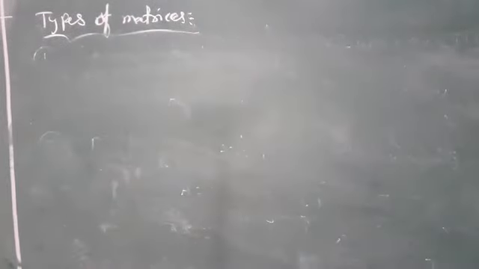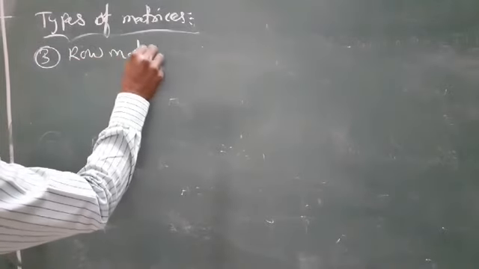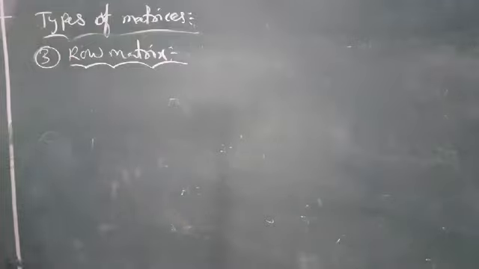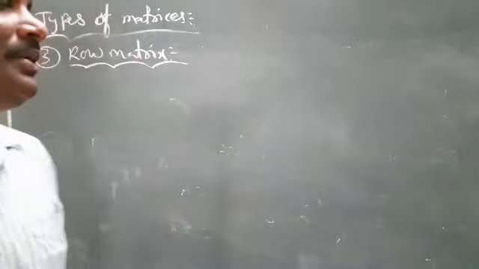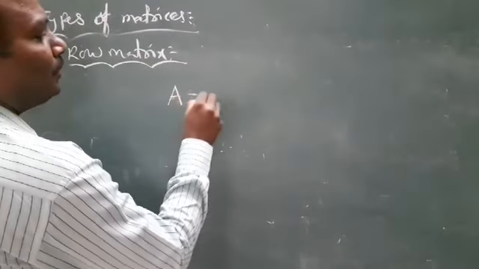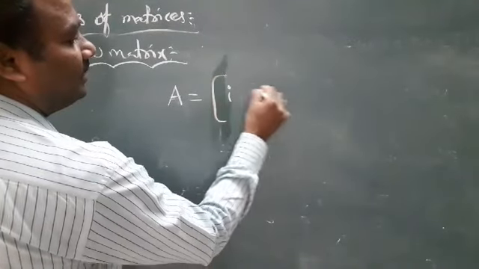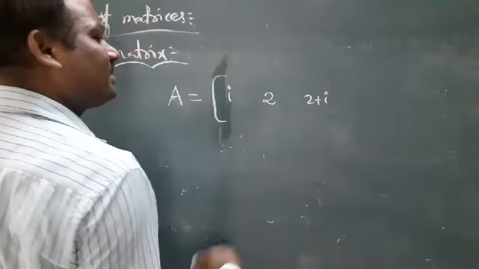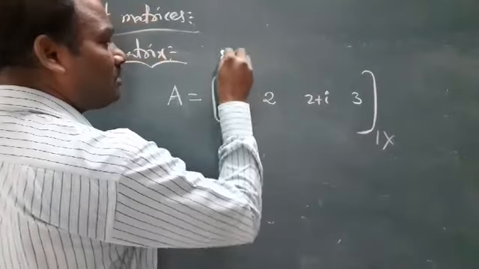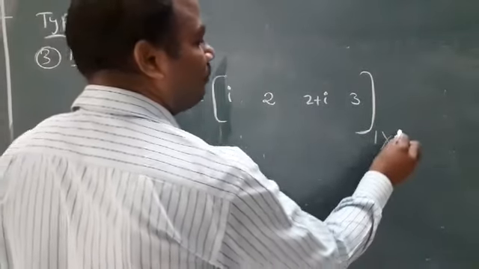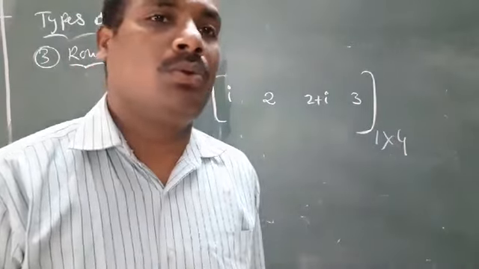Next, row matrix. A matrix is said to be a row matrix if the matrix has only one row. Like that: i, 2, 2 plus 3i, 2 plus i, 3. How many rows are there? Only one row. How many columns are there? 1, 2, 3, 4. So a matrix having only one row is called a row matrix.